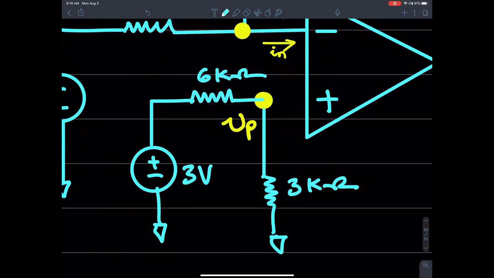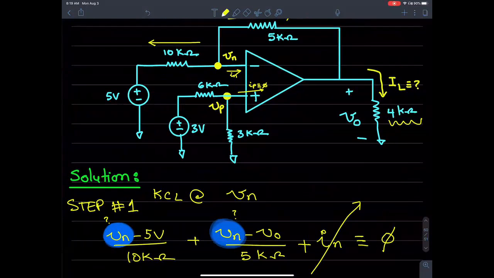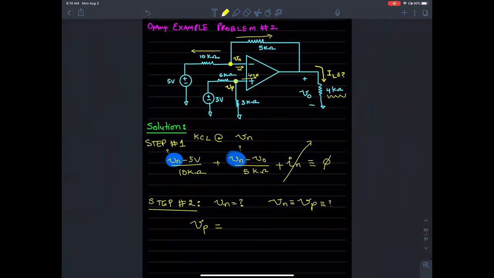So it's exactly like I'm applying a 3 volts voltage source through a 6 kilo ohm resistance and a 3 kilo ohm resistance. This connection to the right is as good as not being present, because the current going in is really 0. So this connection is only there for voltage sake. In order to find Vp, I use voltage division.